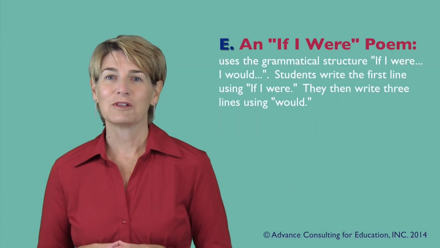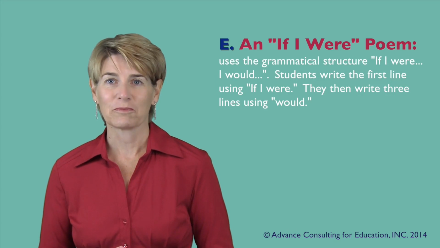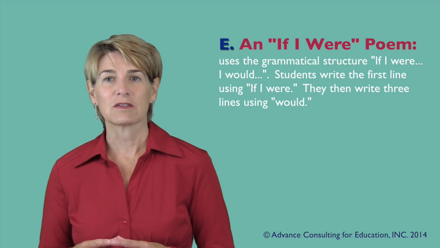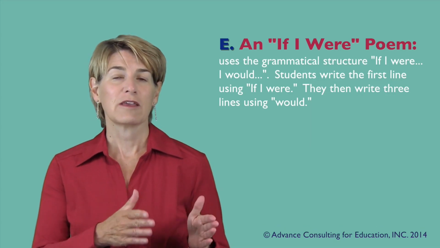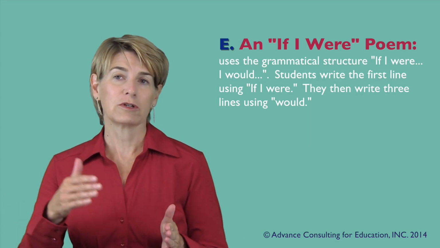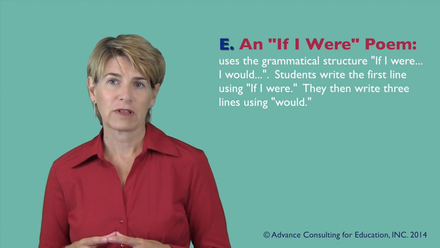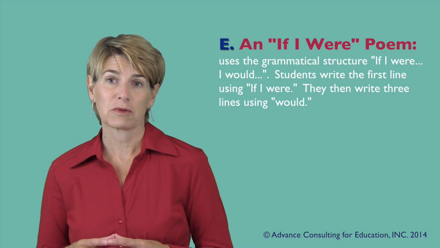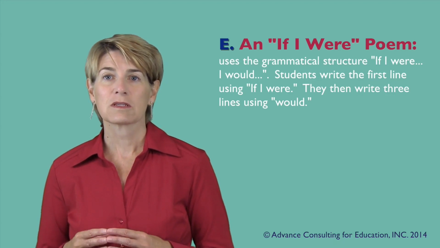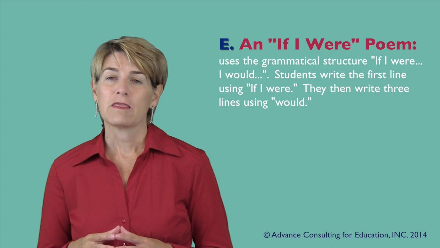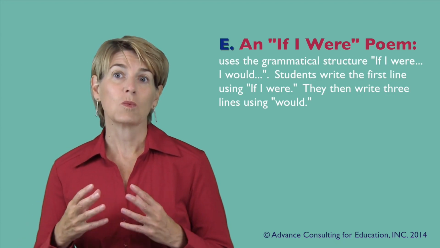The last type of poem we'll look at is called an if I were poem. This looks a little more difficult than it actually is because it uses the grammatical structure, if I were such and such, I would such and such. However, students don't have to add a lot of creative language, so the task is a little simpler than you would think. In this type of poem, students write the first line using if I were. They then write 3 lines using would.